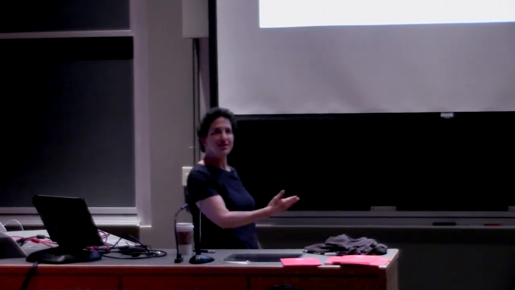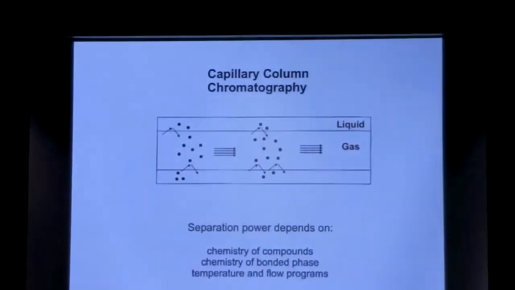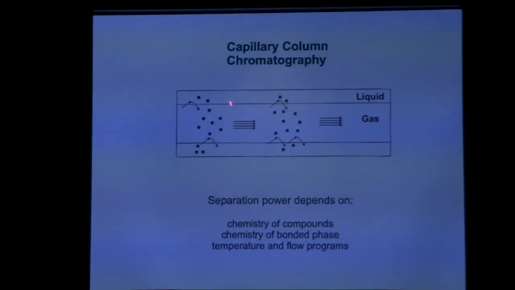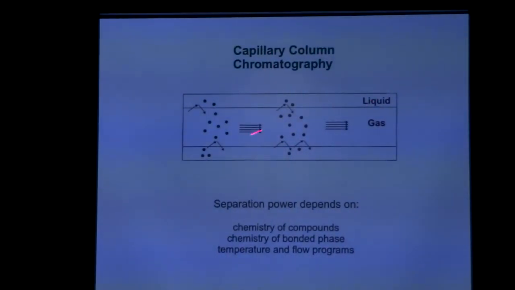Here's another cross-section. This is a longitudinal cross-section of a GC column, just to illustrate this a little bit more. You have the compounds in the gas phase are going to move.